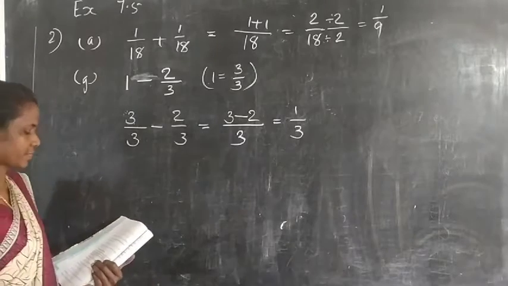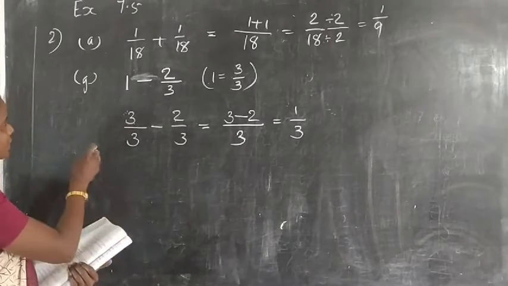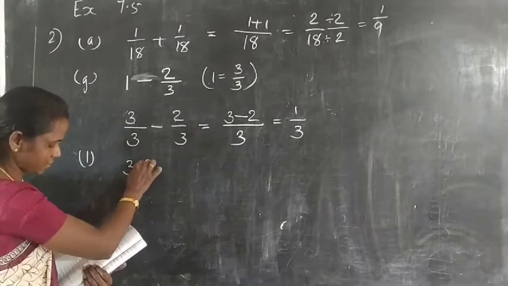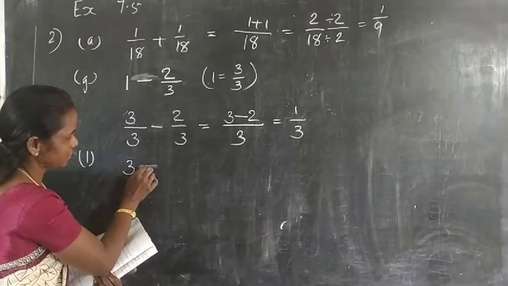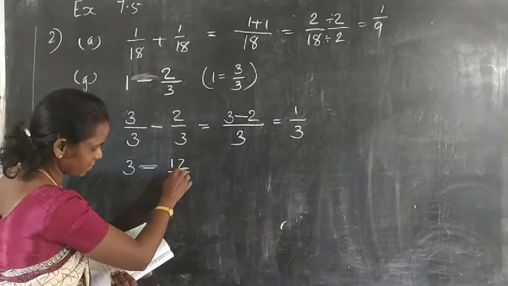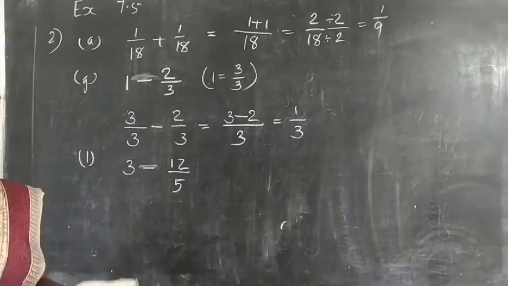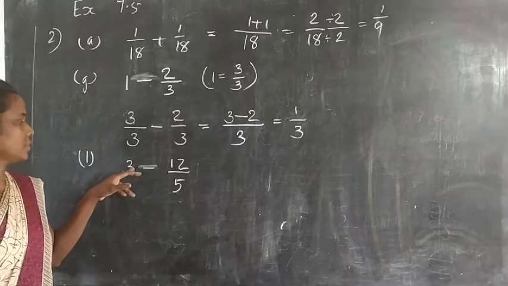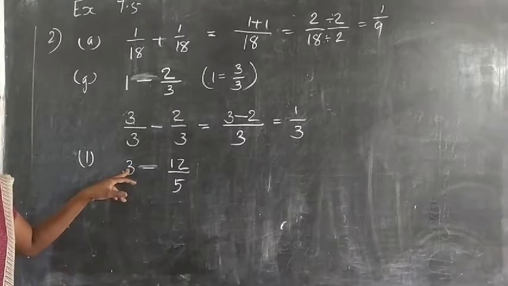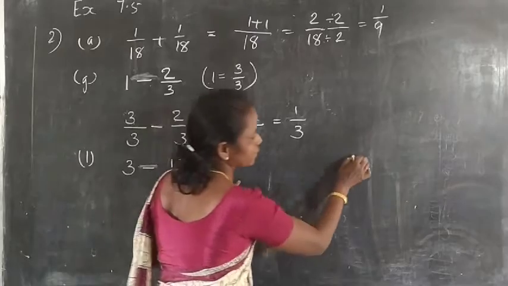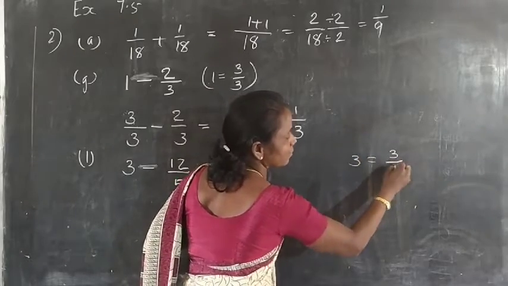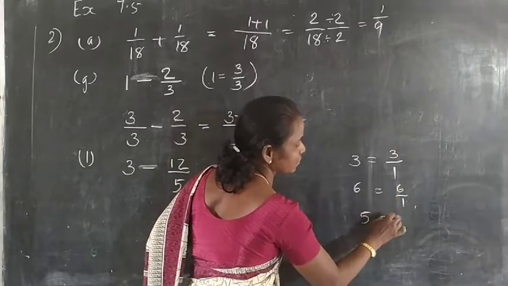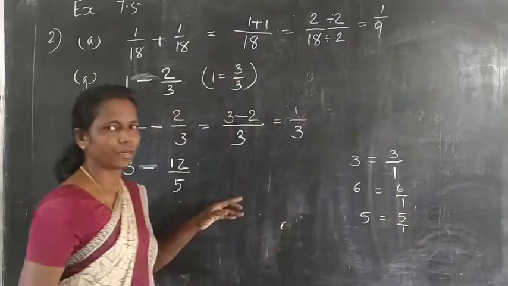Then one more question. Look, question number I. 3 minus 12 by 5. This is 3. What is the fraction form of 3? You know, the fraction form of 3 is equal to 3 by 1. Fraction form of 6 is equal to 6 by 1. 5 is equal to 5 by 1.